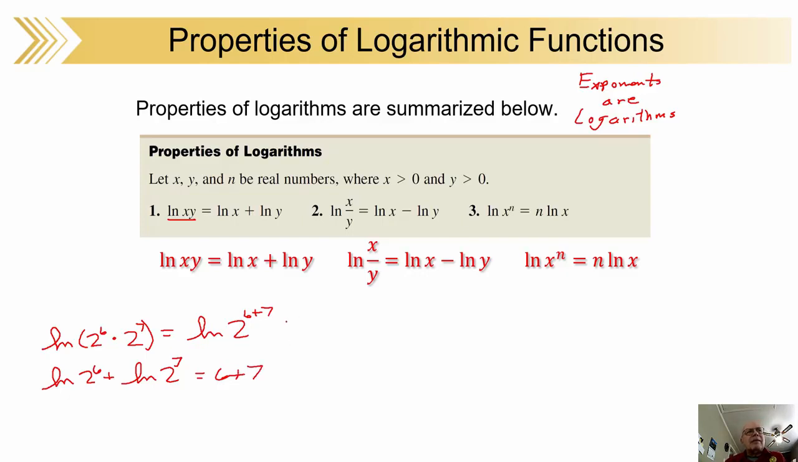So you get 6 plus 7, or 13. If you can get this one down, if anything is the most important of these three, it's this one. Now, this is multiplication, so you'd expect division to be similar, but a little bit different.